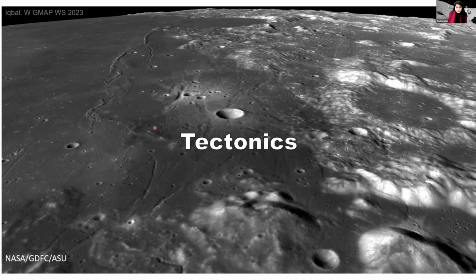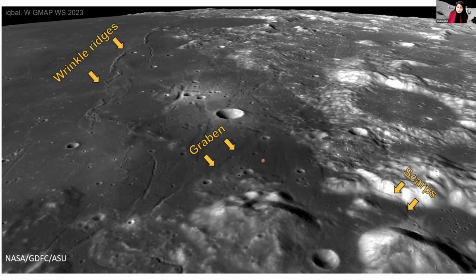Tectonics, this was covered very well by Oz yesterday, but here I just give you a brief introduction again. So as I said, on the Moon the tectonics depends on the regional stresses. And here we see the compressional wrinkle ridges. Here we have extensional features like grabens, and here again we have a compressional feature like a scarp.